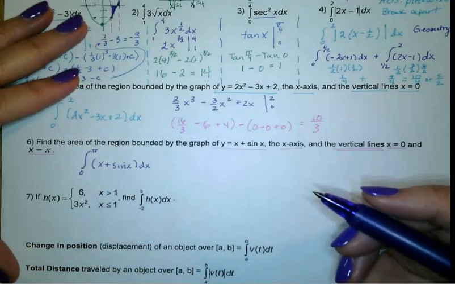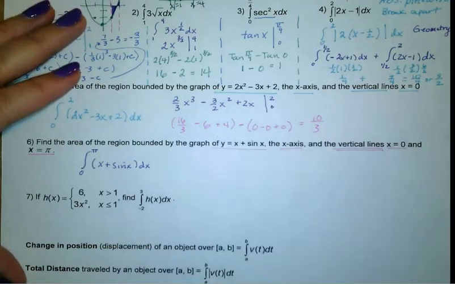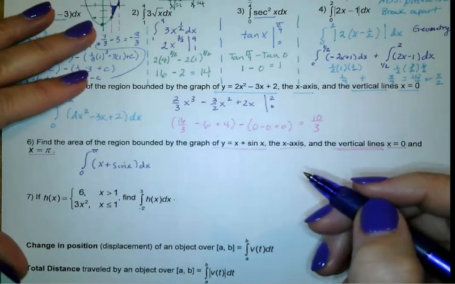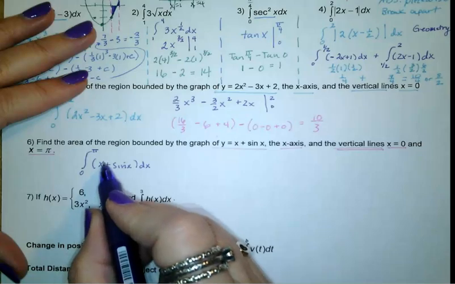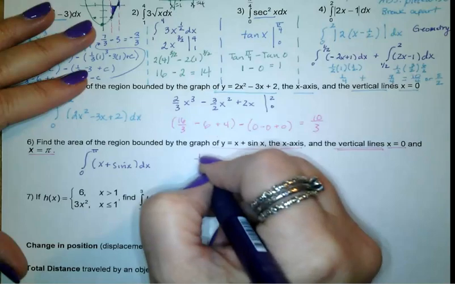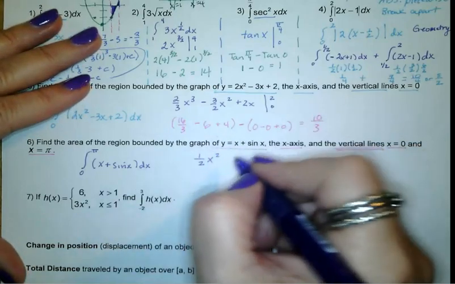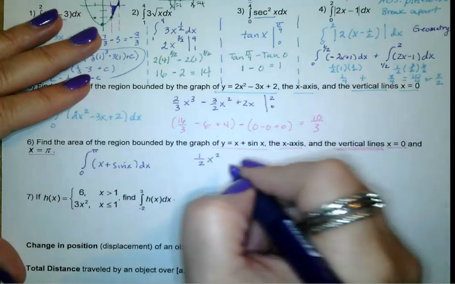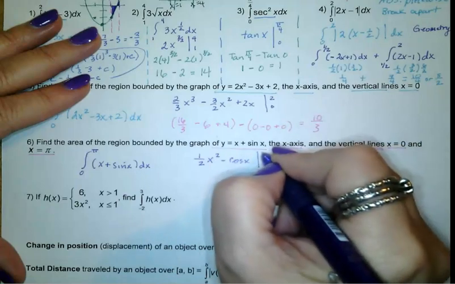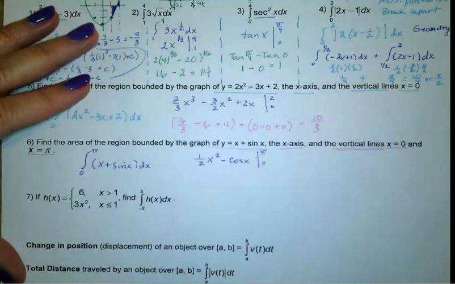Okay, so now that we have our integral statement, this time we're going to do our antiderivative and evaluate. So when we take the antiderivative of x and add 1 to the x power, that's going to be 2. So that's going to be 1/2 x squared. And then the antiderivative of sine is negative cosine. And then we're going to evaluate it, an upper bound of pi and a lower bound of 0.